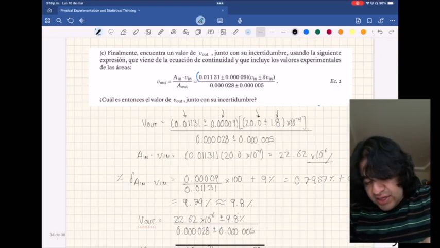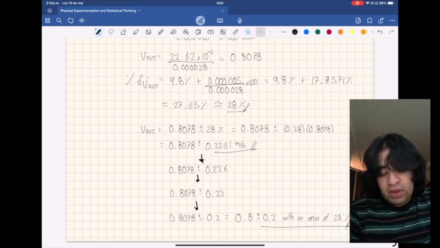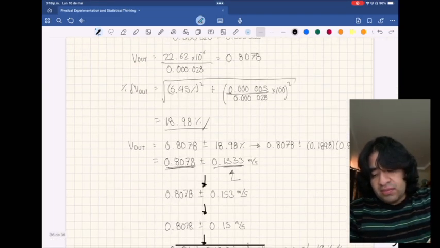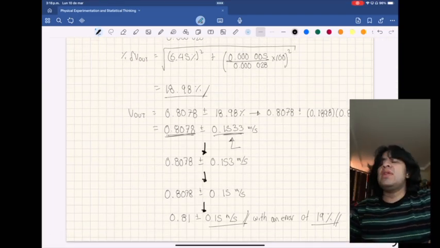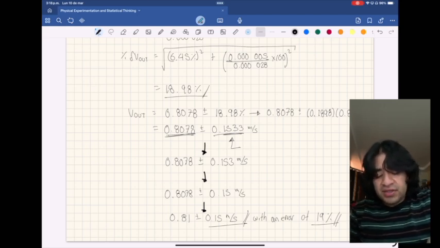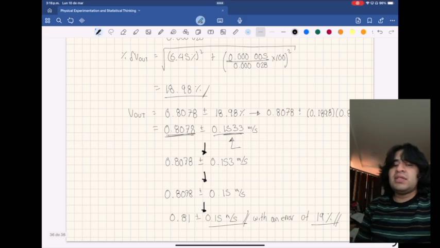And as we can see here, we have less error. So in the case that we need more precision with our values and our calculations, we will have to use more complex equations to obtain the correct uncertainties.